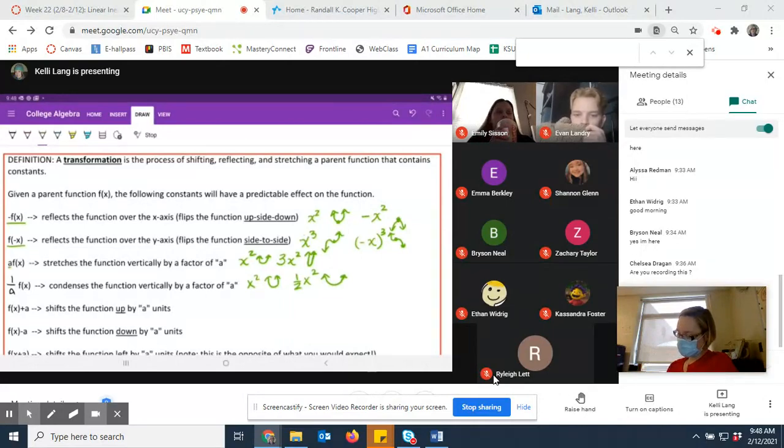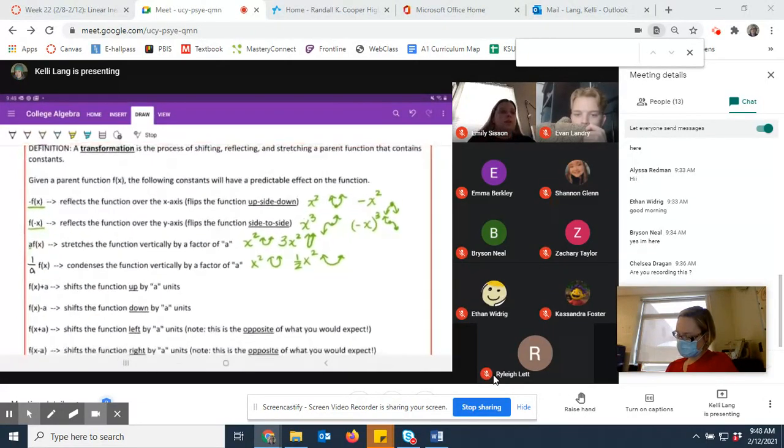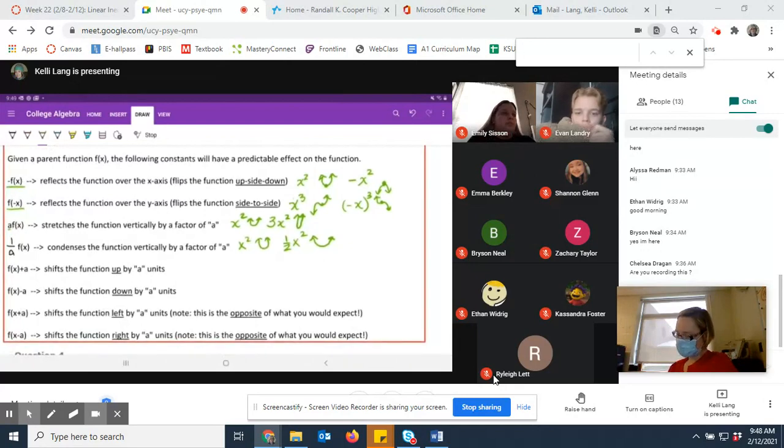So I'm going to scroll down just a little bit to make room for the rest of these. The next 4 are hopefully the easiest ones. If you add or subtract a number after your parent function, so we'll do +3, it shifts your function up 3 units.